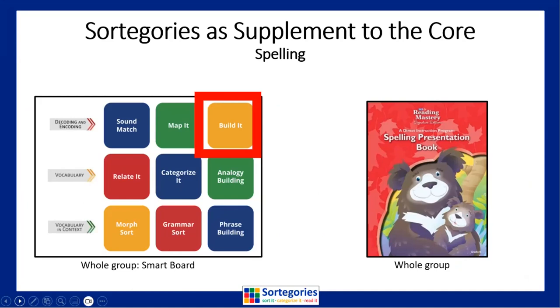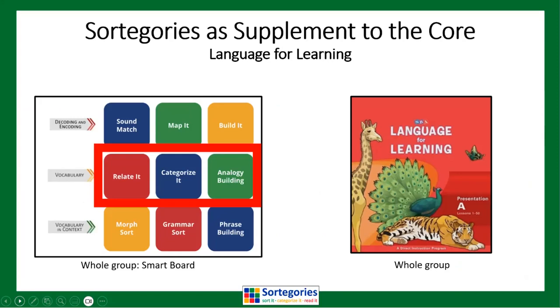Following our literacy centers, we come together for whole group spelling. As a whole group, we do Sortegories Build It on the smartboard, and then we proceed with the Reading Mastery spelling lesson. During our language block, we use both Language for Learning and Sortegories.